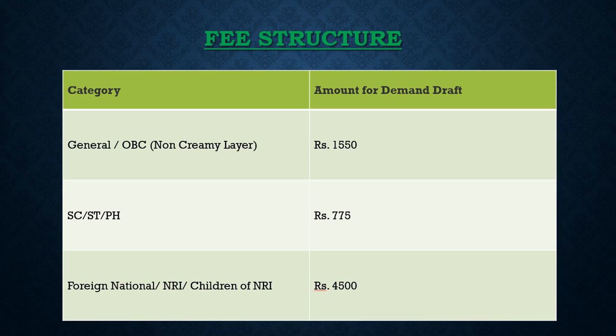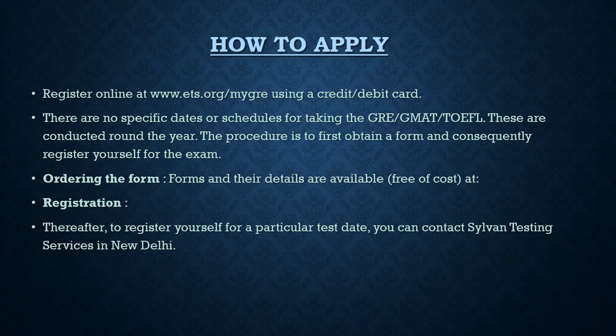Fee structure for general students and non-OBC of the non-creamy layer, you are required to pay 1550 rupees, and for the SC, ST and person with disabilities, we are required to pay 775. Now, if you are a non-resident Indian or a child of a non-resident Indian or a foreign national, you are required to pay 4500 rupees. So enough said. So how do we apply, if you ask?